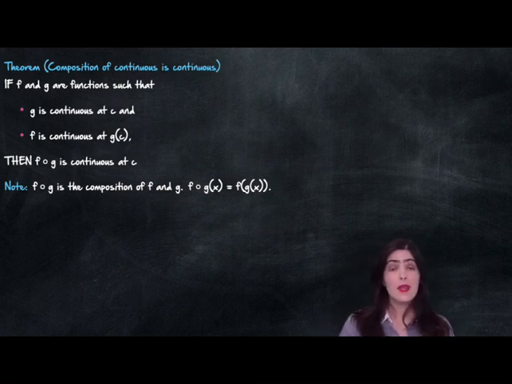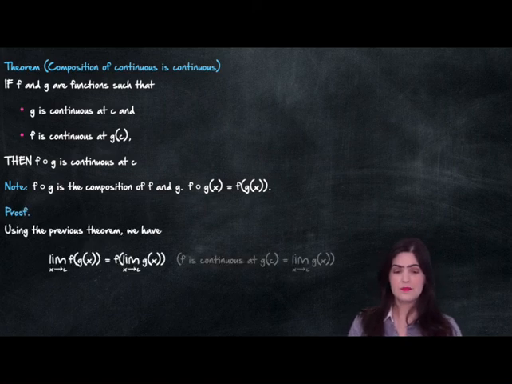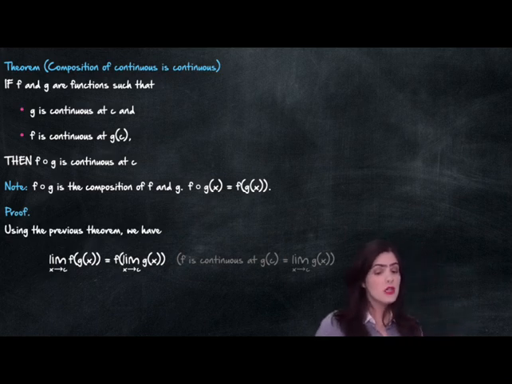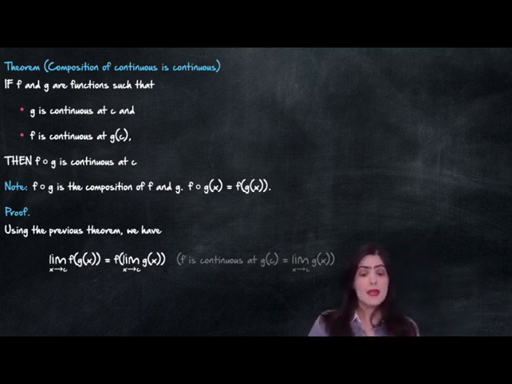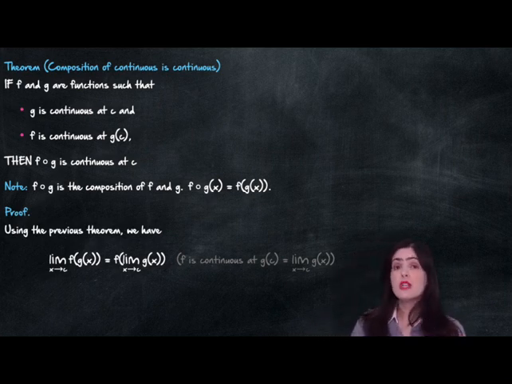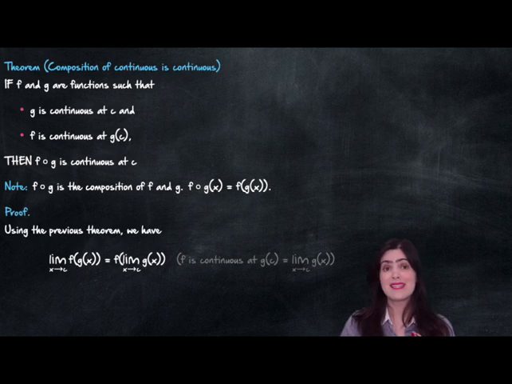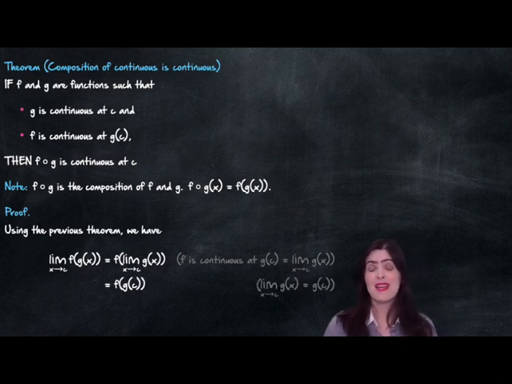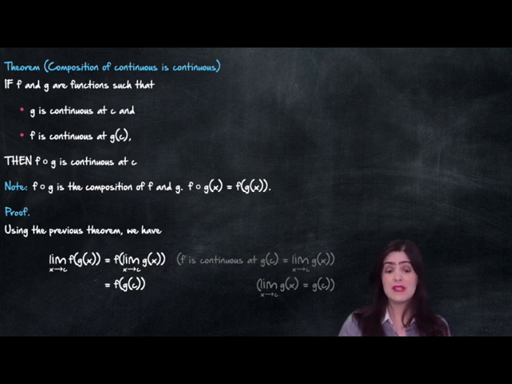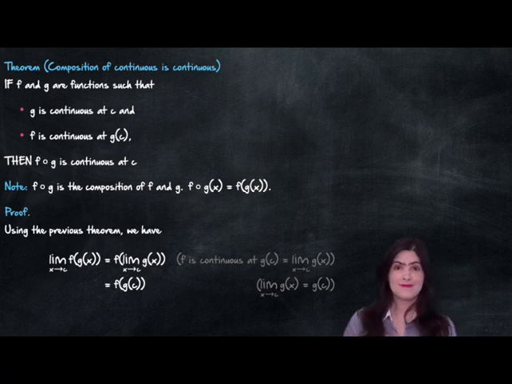Now that we have this, what can we do? Using the previous theorem, we know that the limit as x approaches c of f of g of x is equal to f of the limit as x approaches c of g of x. But I know that my function g is also continuous, so the limit as x approaches c of g of x is just g of c. And that is exactly what we wanted to prove, that the limit as x approaches c of f of g of x is indeed f of g of c. And that completes the proof.